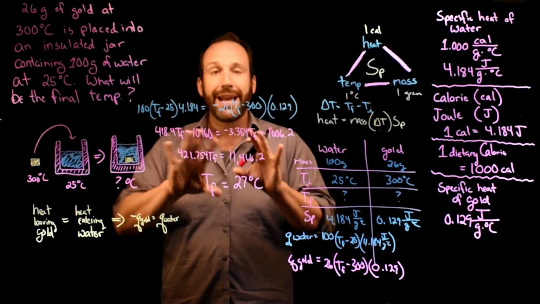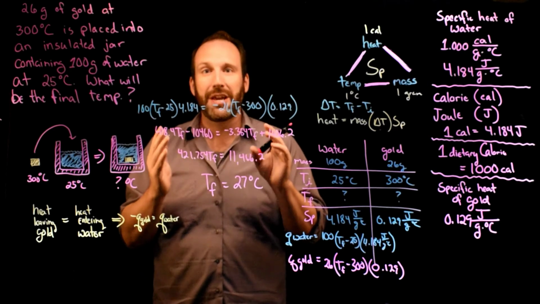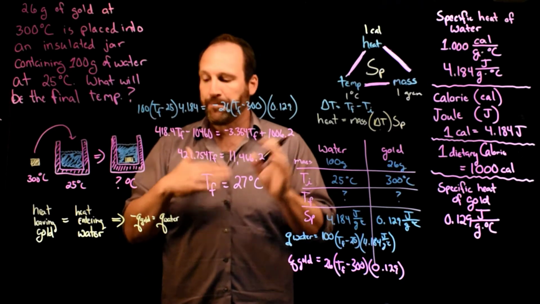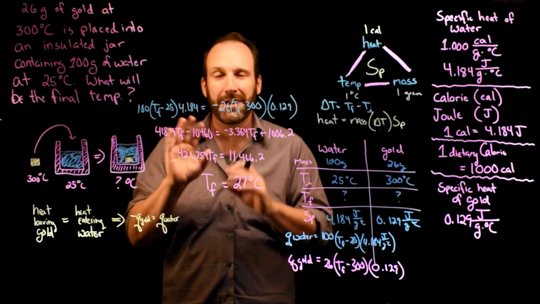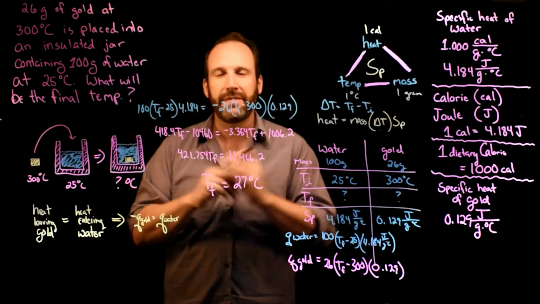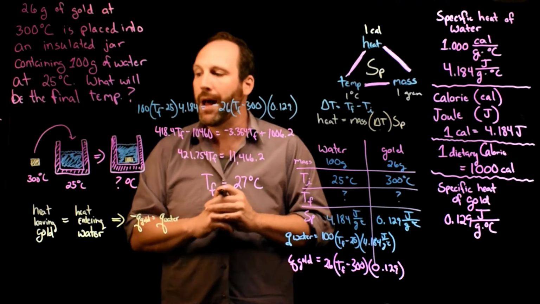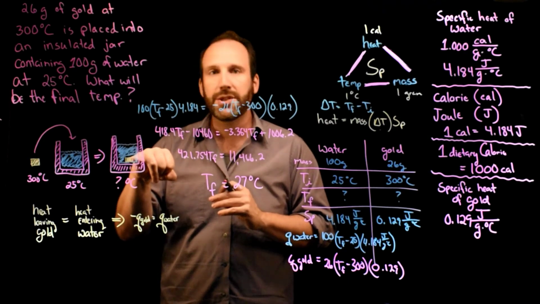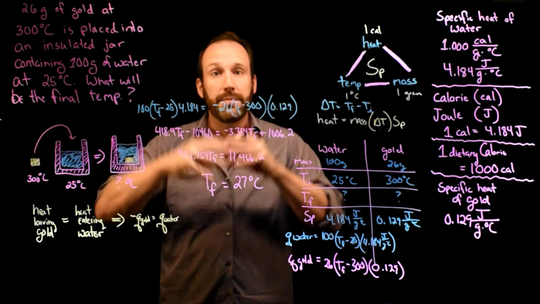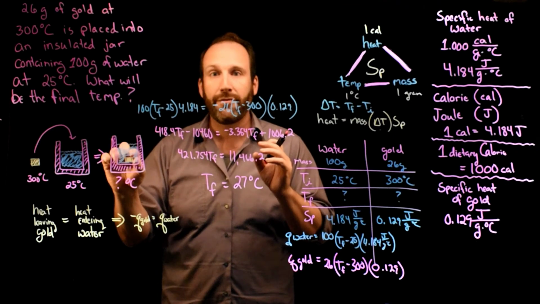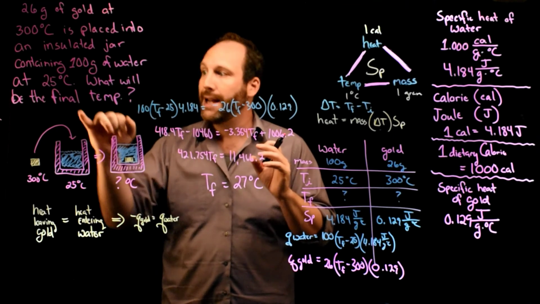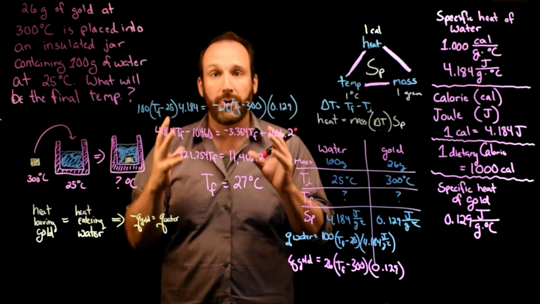Like I said, this is a really common problem that you might experience in lab. It's a little tricky to think about, especially because of the positive and negative signs, but the thing to keep in mind is that the heat that this gold loses will be absorbed by the water, and the heat will travel from gold to water until their temperatures are the same.